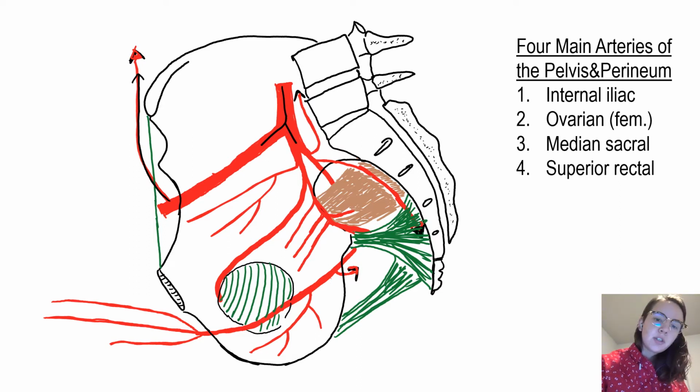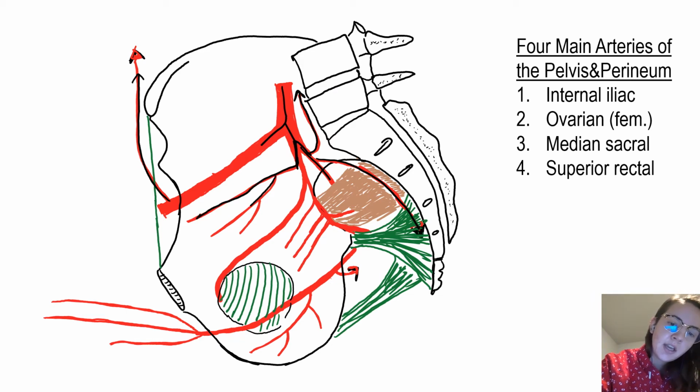Now looking at the internal, it divides again into an anterior and a posterior division. In the posterior, we have an iliolumbar, a lateral sacral, and a superior gluteal, which exits out the greater sciatic foramen. On the anterior side, it gives way to an umbilicus, a superior vesicle, and off of that in males is the ductus deferens. Then we have the obturator, which exits out the obturator foramen.